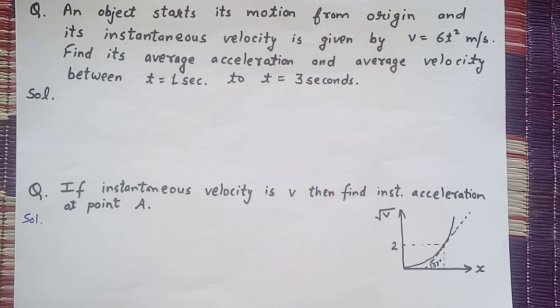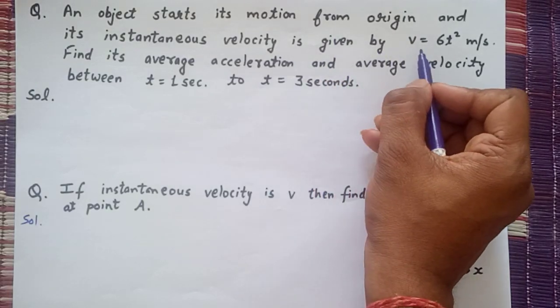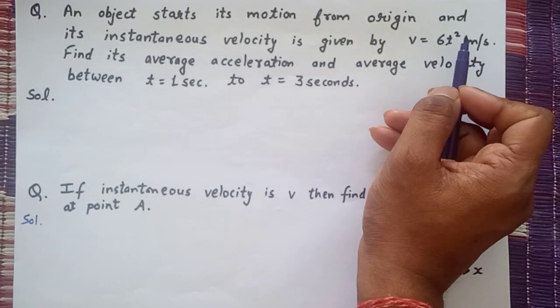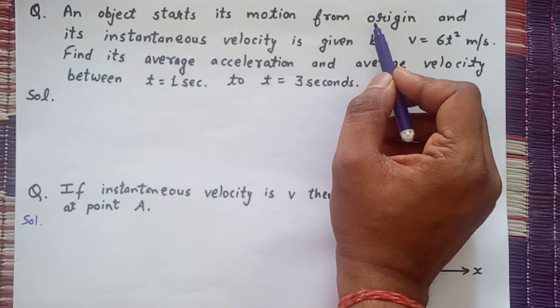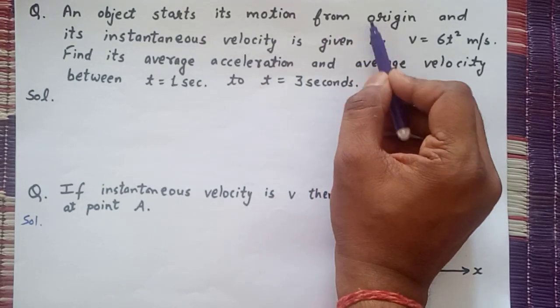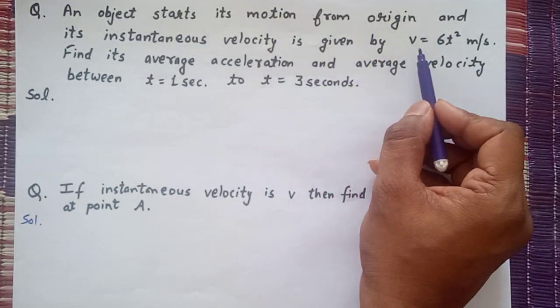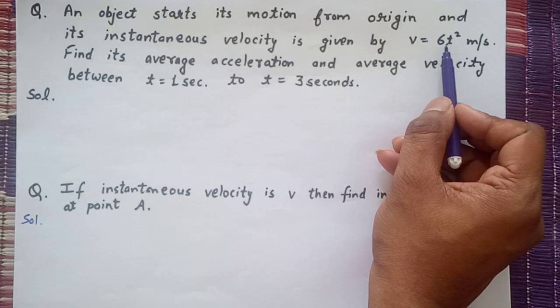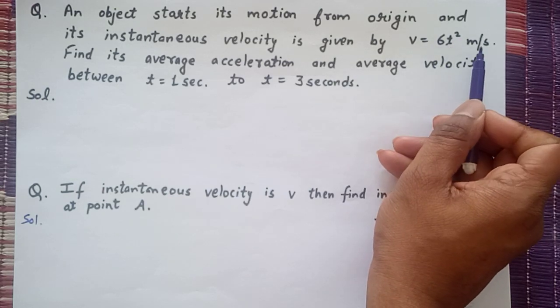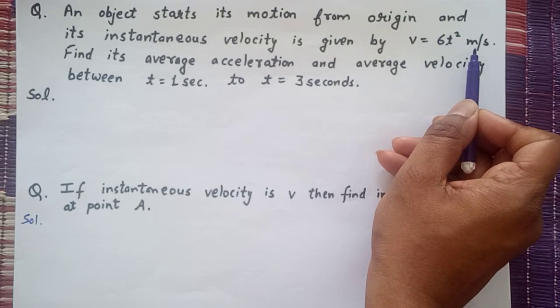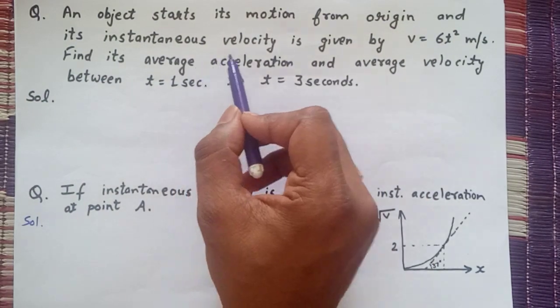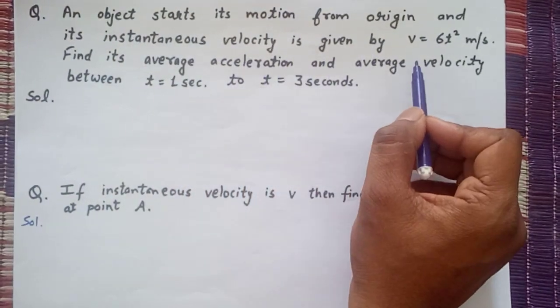Now moving towards our next question. Next question is, an object starts its motion from origin and its instantaneous velocity is given by v equals 6t square meter per second. Initially the object is starting its motion from origin and its instantaneous velocity is given as a function of time, that is v equals 6t square, in meter per second. We have to find its average acceleration and average velocity.